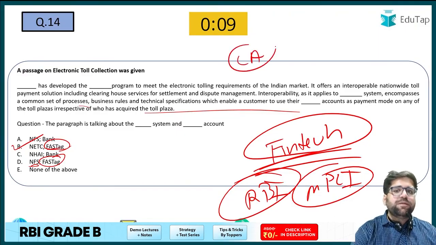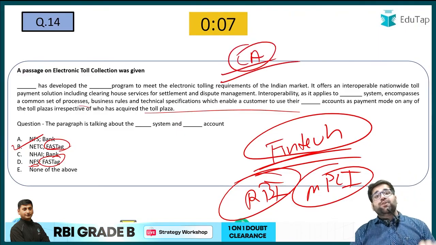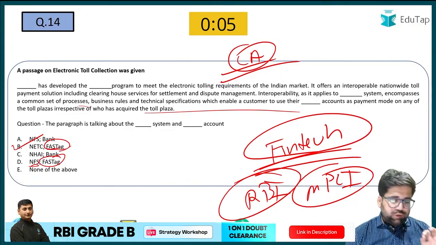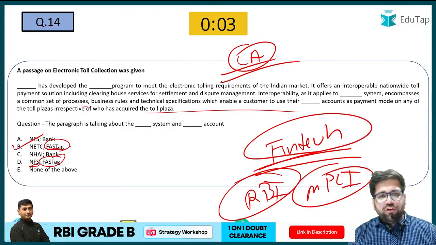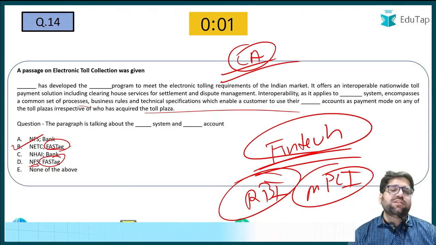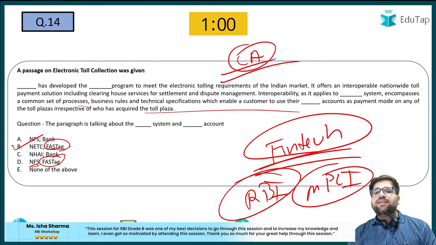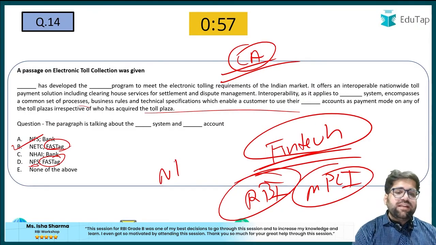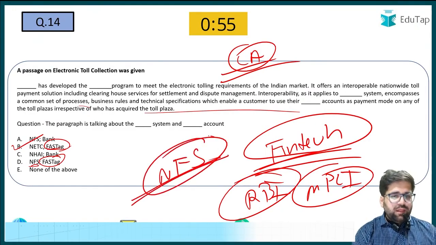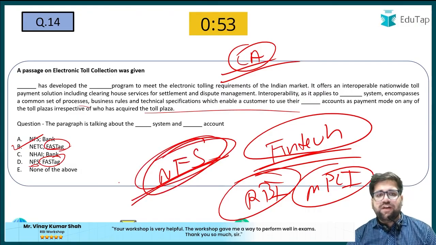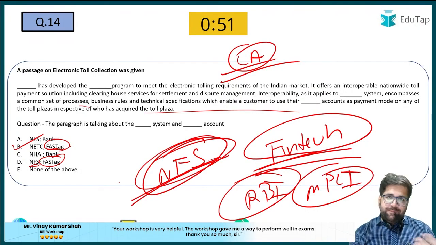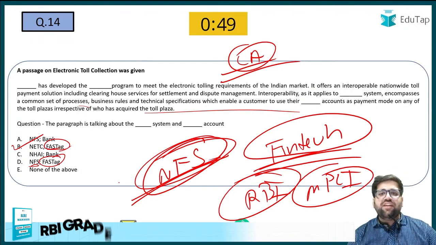This is a current affairs based question, my friends. So I request you to please read all your newspapers thoroughly, because if you are reading your newspaper thoroughly, then you can easily answer this particular question as well, provided that you know NFS. What is NFS? I have just told you that it stands for National Financial Switch, and if you can eliminate such options, then you could have easily arrived at the right answer.